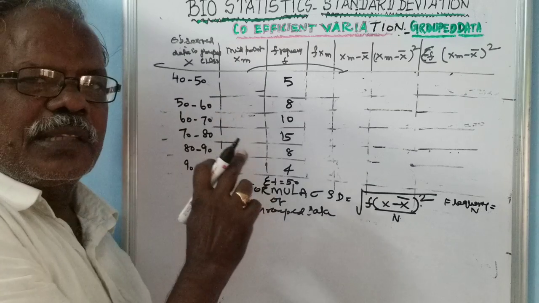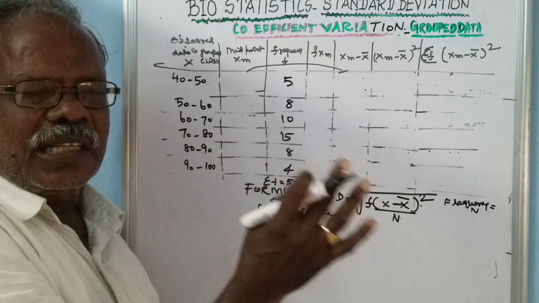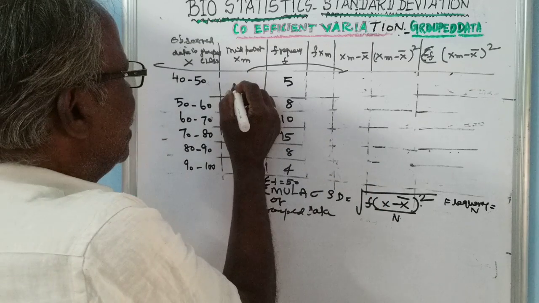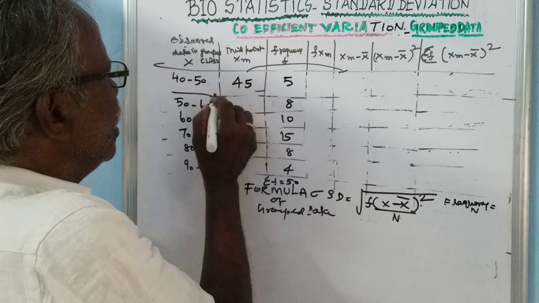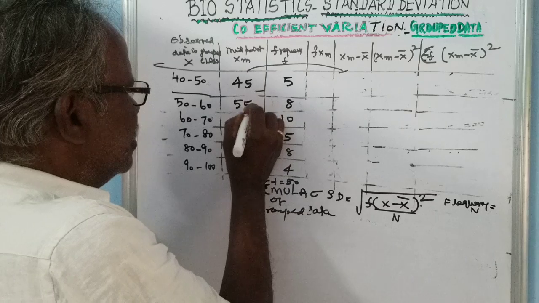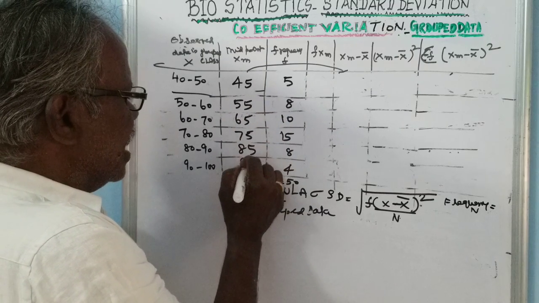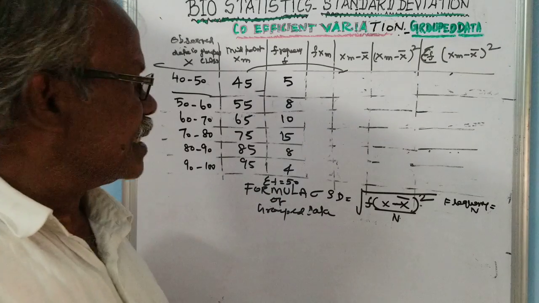Why are we calculating the midpoint? The value may vary from 41 to 50. That's why, to be on the safer side, we are taking the midpoint. The midpoint is 45, that is, adding these and dividing by 2. Like that, 55, 65, 75, 85, and 95. These are all the midpoints, otherwise called xm.